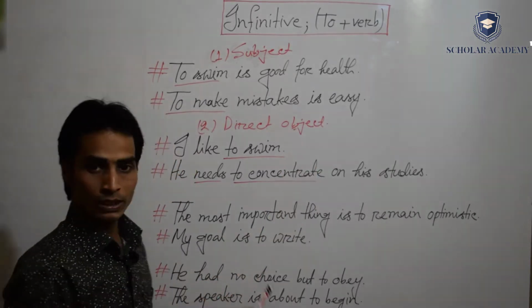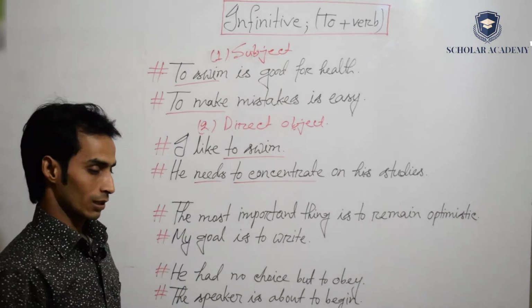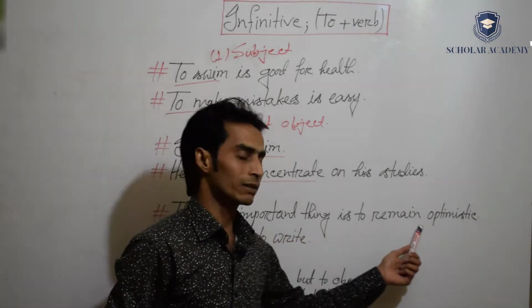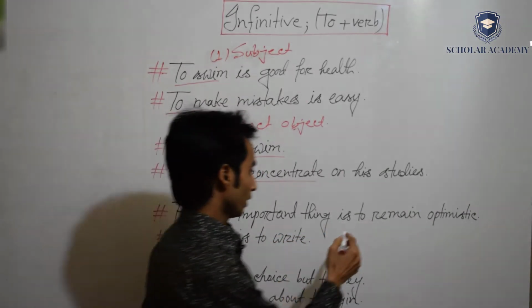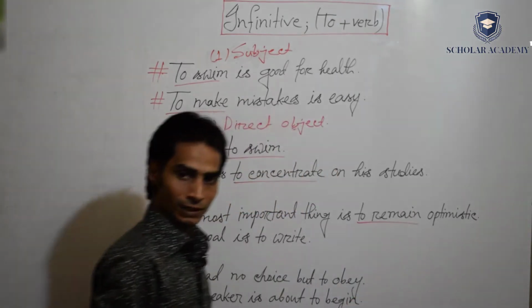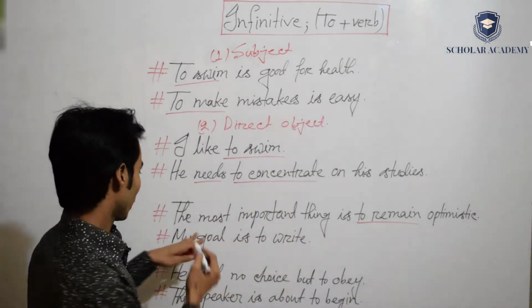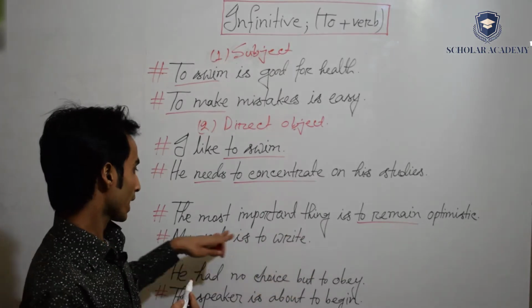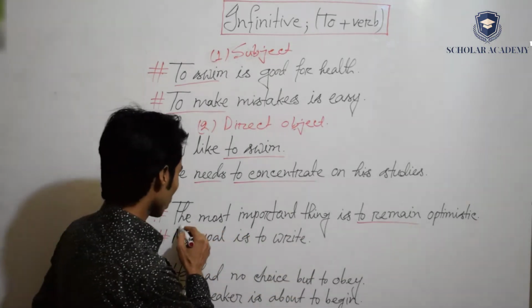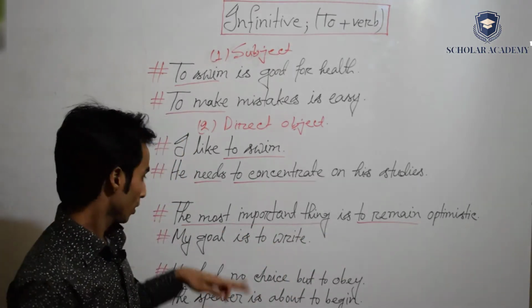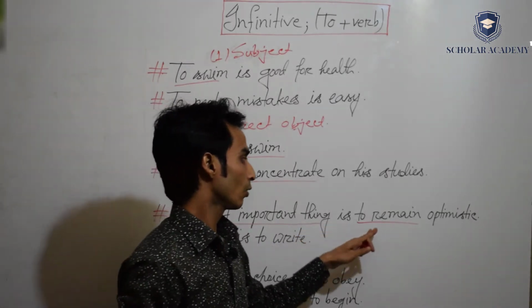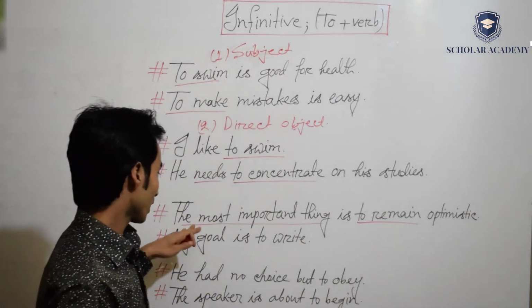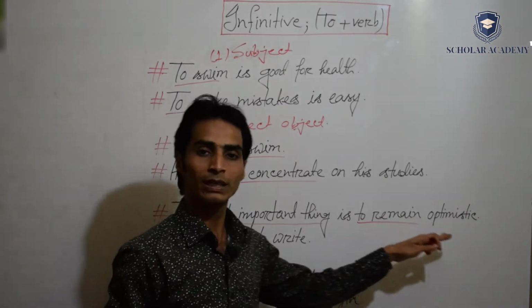So we can say that infinitive can be used as a direct object. Another way of using infinitive is: the most important thing is to remain optimistic. Here to remain is an infinitive, and it is used as the subject complement. The most important thing is what? The answer will be to remain optimistic.